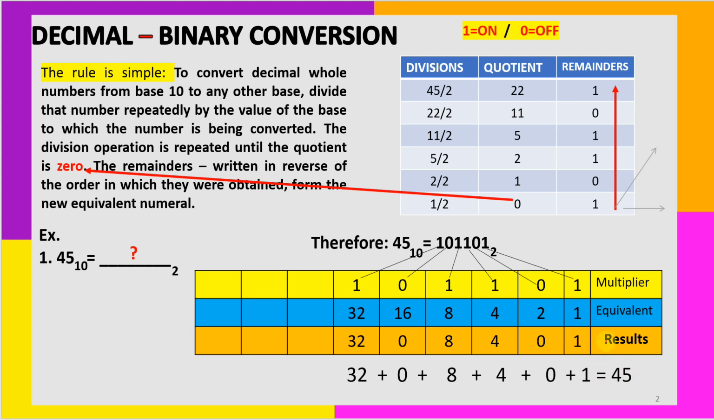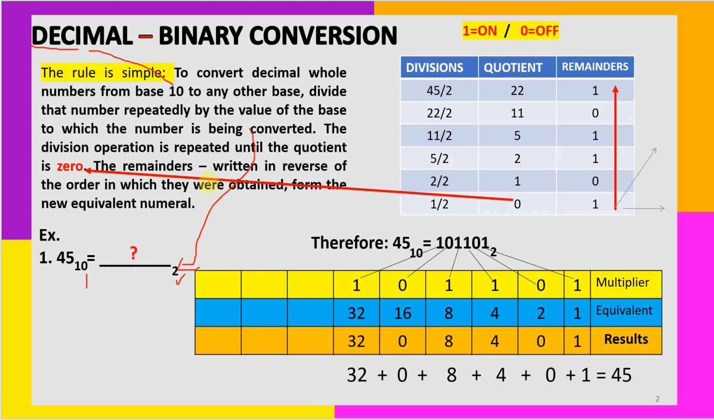Decimal to binary conversion. Decimal numbers are to the base 10, and bi means to the base 2. The rule of decimal to binary conversion is simple. Convert decimal whole numbers from base 10 to any other base. Divide the number repeatedly by the value of the base to which the number is being converted. Here the number is being converted to base 2, which is binary.